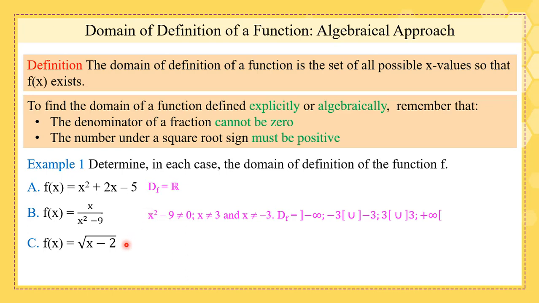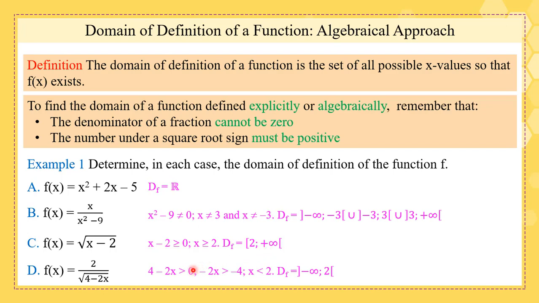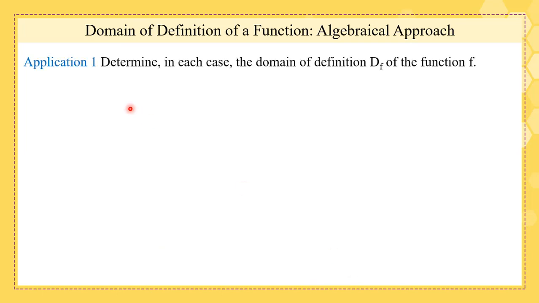Now, in this case, x minus 2 should always be positive, so x is greater than or equal to 2 and the domain is 2 closed plus infinity. And finally this one. In this case, 4 minus 2x should be strictly positive because 4 minus 2x is under the square root sign and it is in the denominator. So we get x is smaller than 2 or the domain is negative infinity 2 open. Now try to do this application, please.